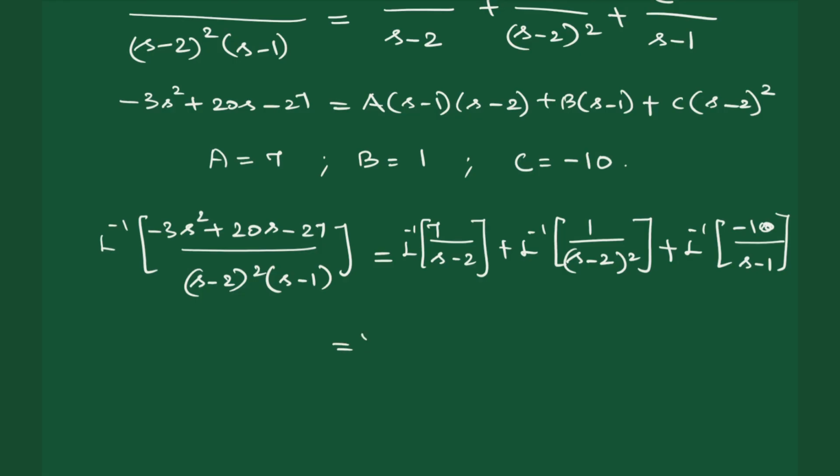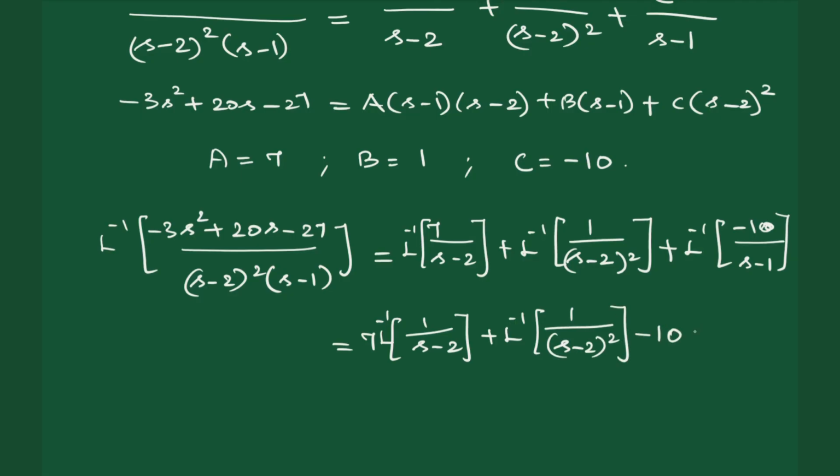So now here, 7 into L inverse of 1 by s minus 2, again plus L inverse of 1 by (s minus 2) whole square we can write, here minus 10 into L inverse of 1 by s minus 1. Already we know that L inverse of 1 by s minus 2 can be written as e to the power 2t. So we can give the answer as 7 into e to the power 2t.